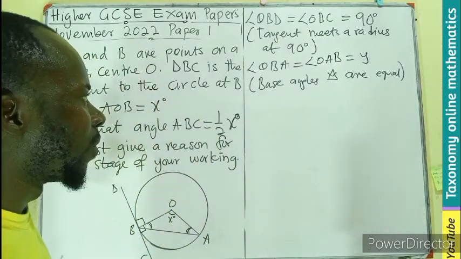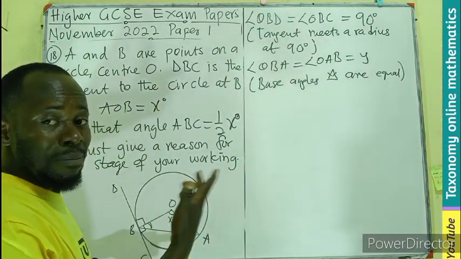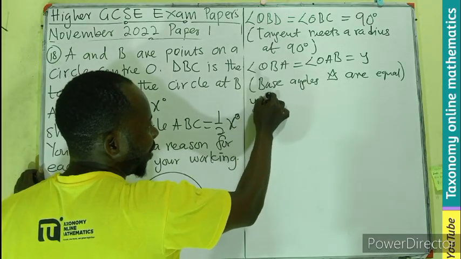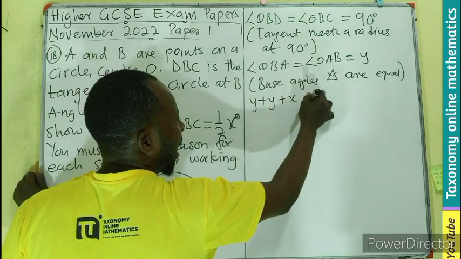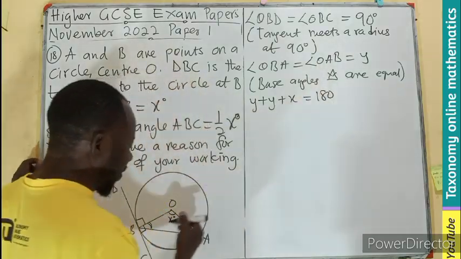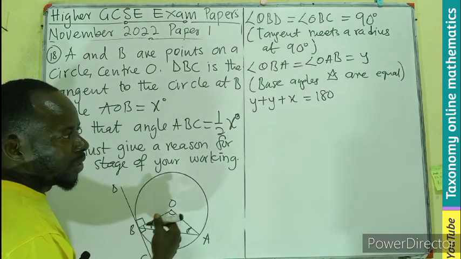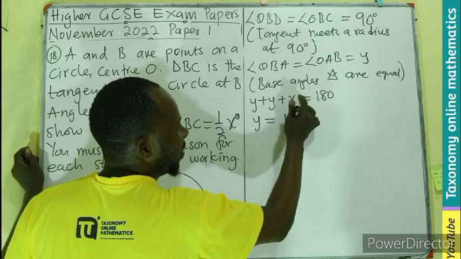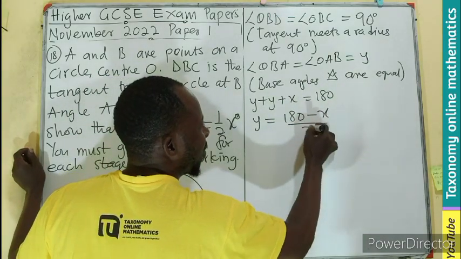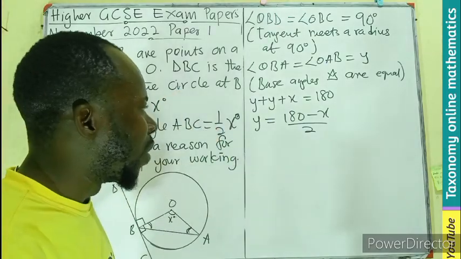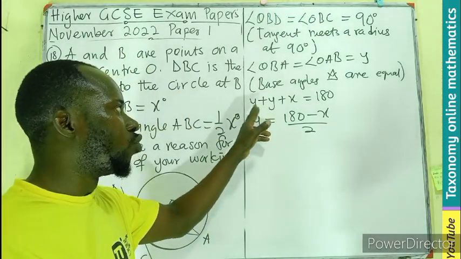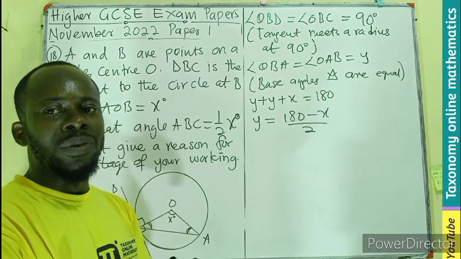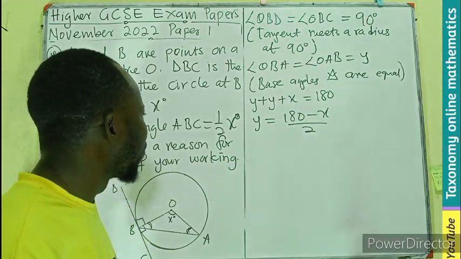That's an isosceles triangle. So we can just apply the calculation, meaning y plus y plus x will give us 180, the sum of angles in a triangle. That means that your y will be equal to 180 minus x, divided by 2. I mean one of the y will be equal to that. So this is going to be 2y equals 180 minus x. Then divide both sides by 2. You get that value. Alright.